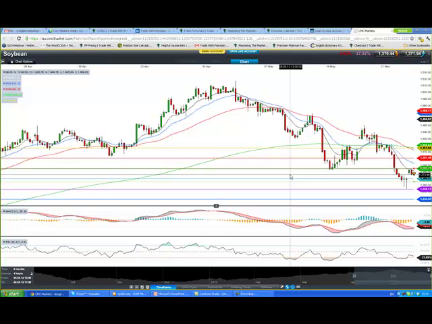I use the 50, the 20, and the 10. The 20 and the 10 are the ones that I pay the most attention to, because for this particular strategy that we've just traded here, that's my point where I'm looking to start to be interested in either buying or selling.